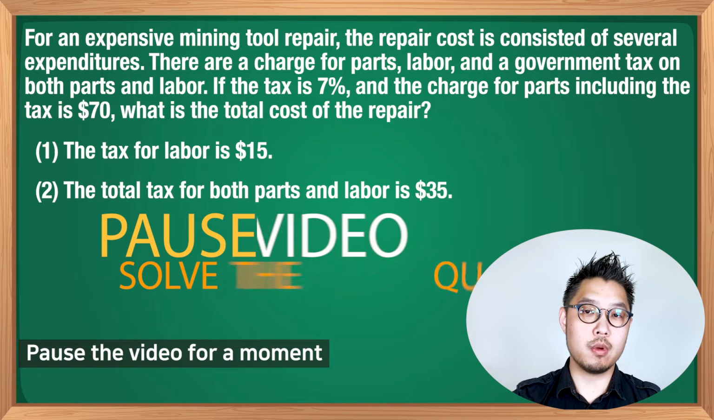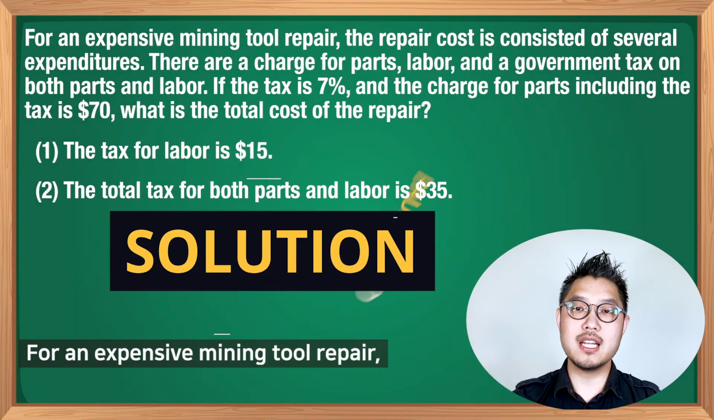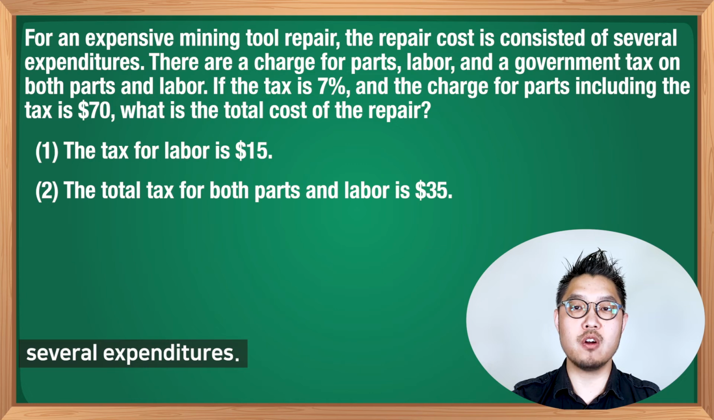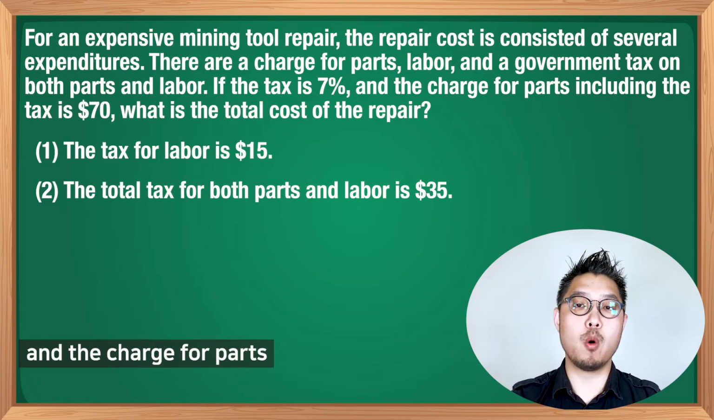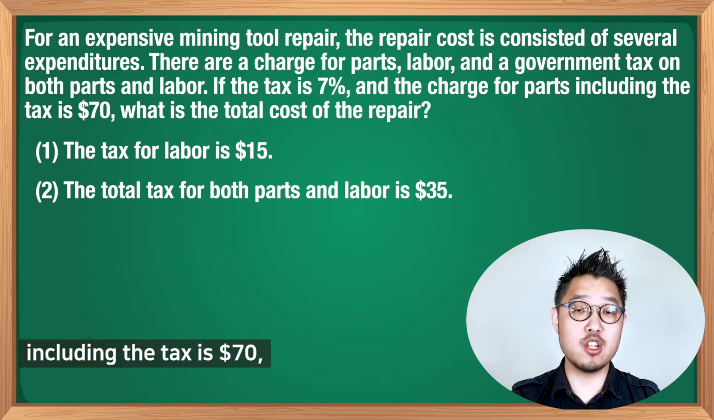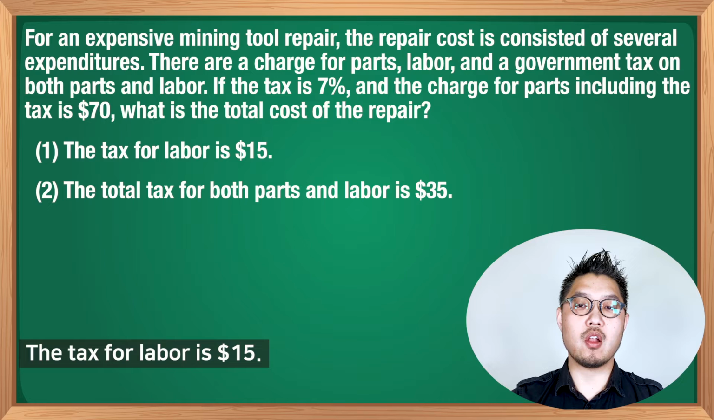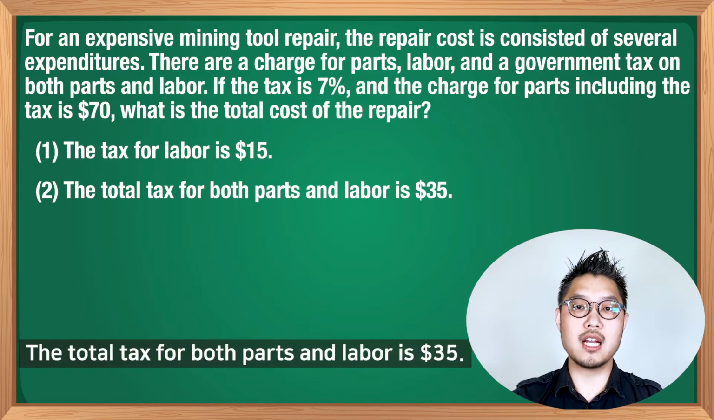Pause the video for a moment and try to solve this data sufficiency question. For an expensive mining tool repair, the repair cost consists of several expenditures. There are a charge for parts, labor, and the government tax on both parts and labor. If the tax is 7% and the charge for parts including the tax is $70, what is the total cost of the repair? Statement 1: the tax for labor is $15. Statement 2: the total tax for both parts and labor is $35.